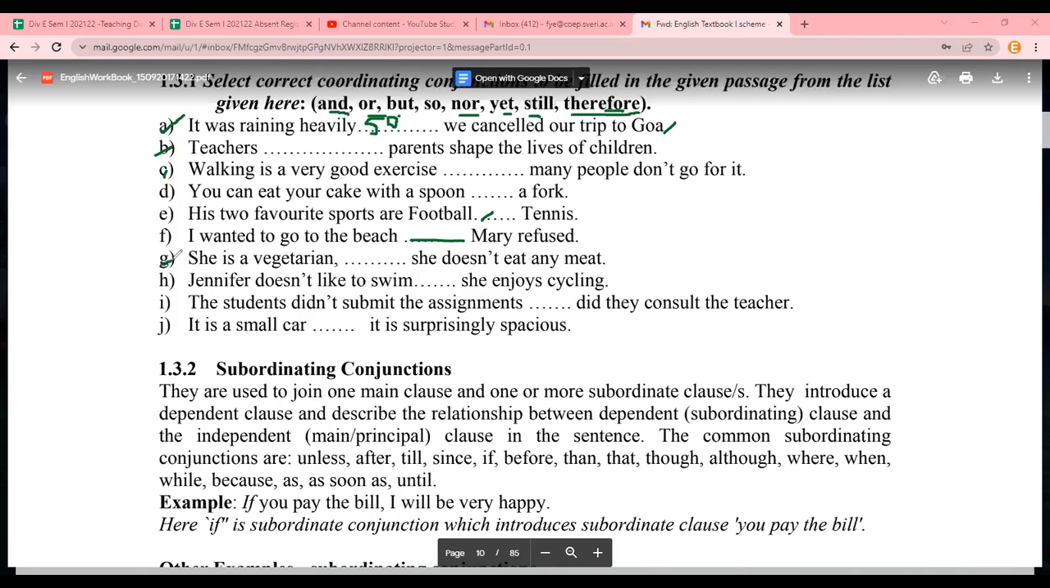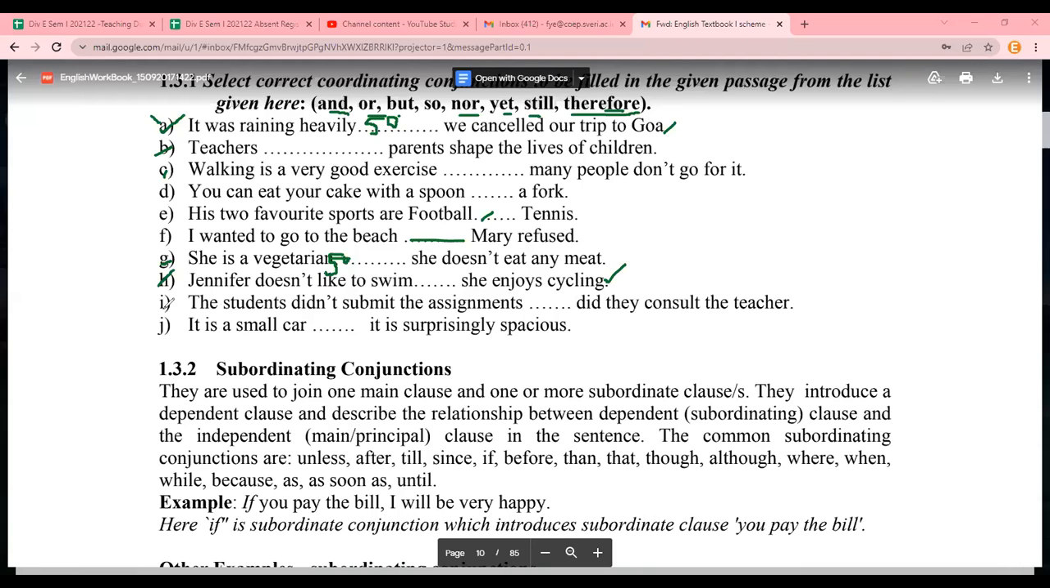Number G: she is a vegetarian dash she doesn't eat any meat. It can be so, it can be therefore. So what we applied for sentence one, same is here. So you can say she is a vegetarian, so she doesn't eat any meat. She is a vegetarian, therefore she doesn't eat any meat. Okay. Number H: Jennifer doesn't like to swim, dash, she enjoys cycling. But. Yes, you can use but here. Jennifer doesn't like to swim, but she enjoys cycling.